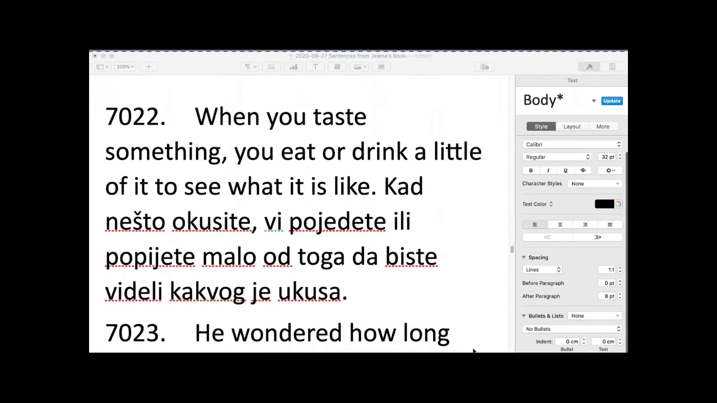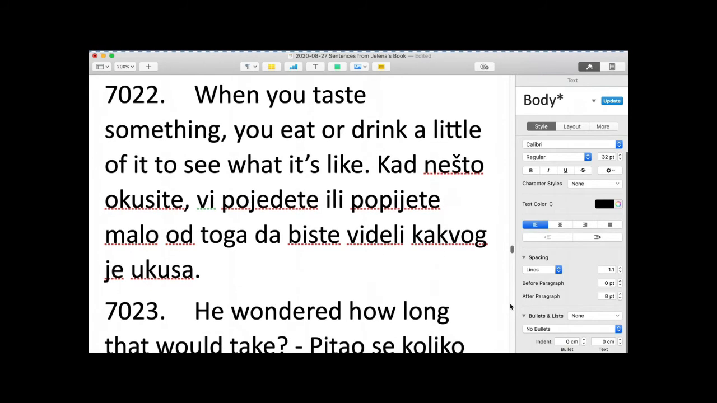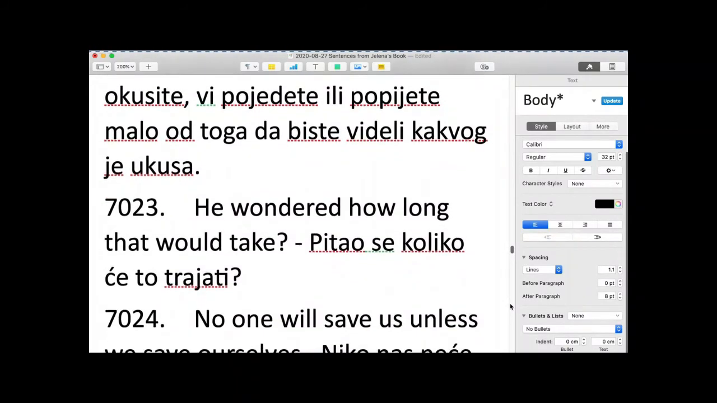When you taste something, you eat or drink a little of it to see what it is like. Absolutely, this is so true. I'm going to change this to it's because that would be more common. When you taste something, you eat or drink a little of it to see what it's like. Taste or drink a little bit of it, just to see if we'll like it.